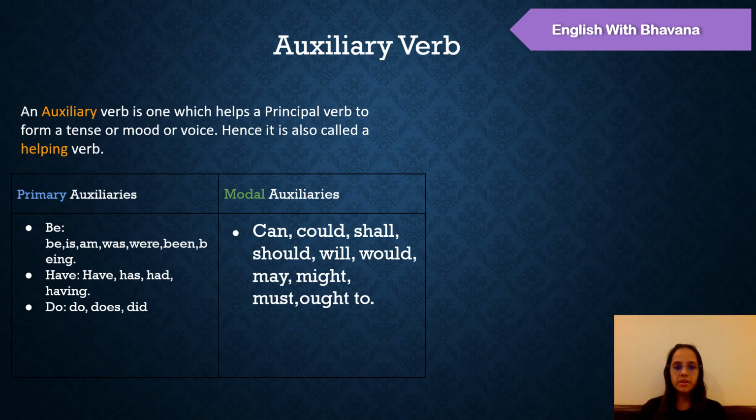Have, has, had, having. For example, she has a big house. So it is a state of having. So has is a helping verb, and then has a big house. State of having. Do, does, did. Now modal auxiliaries: can, could, shall, should, will, would, may, might, must, ought to.